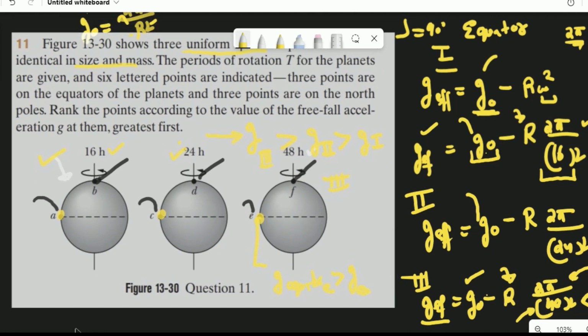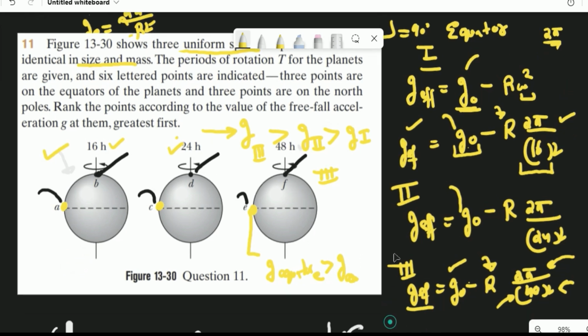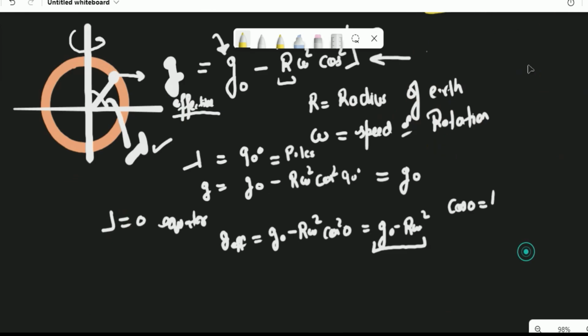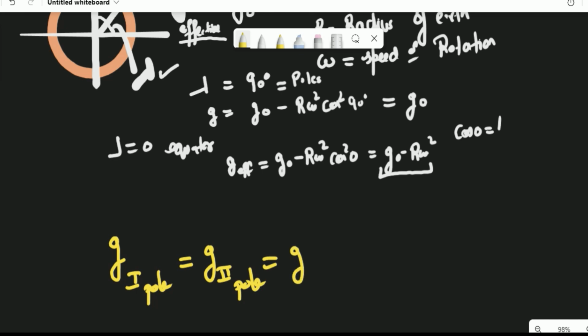And we also know as a rule that the acceleration due to gravity at the poles is more, right? So if I were to write this expression, the way we will write the final answer is like this. The acceleration due to gravity of the first at the pole will be equal to that at the second pole, all these are equal, equal to g3. And as we have studied, these all will be greater than the equator values. So the greatest one will be 48 hours.